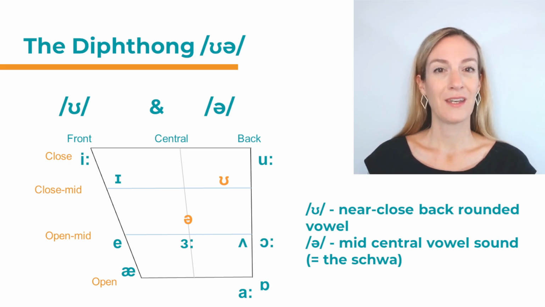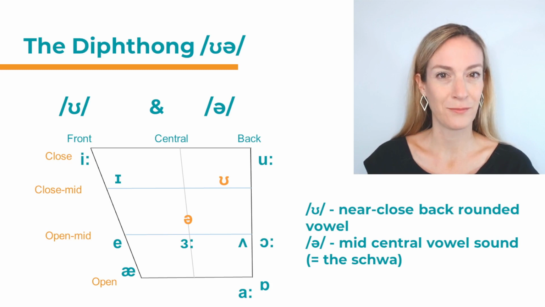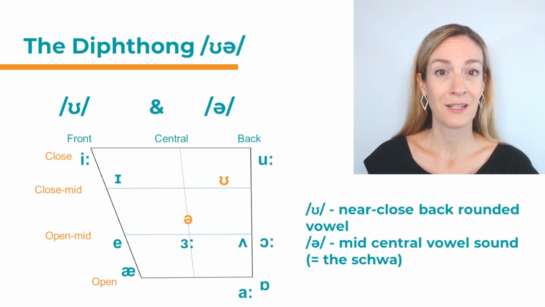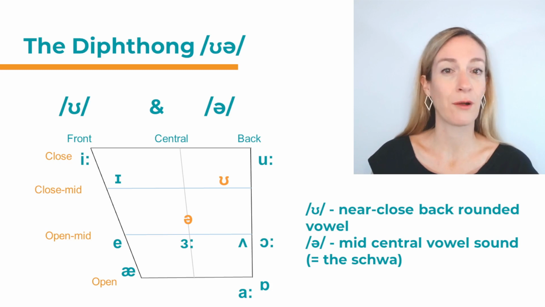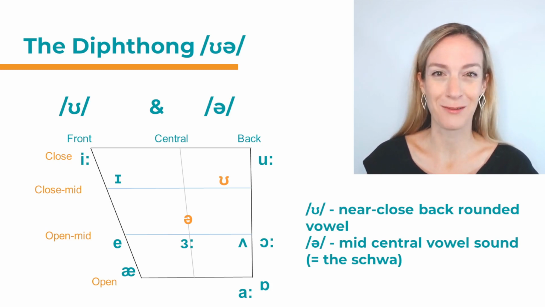Now, U is called a near-close, near-back, rounded vowel. What does that really mean? Well, first of all, a back vowel sound is more formed towards the back of the vocal tract. And rounded is important because we really round our lips when we form this vowel sound. Have a look at my lips now. My lips are rounded when I form the sound.